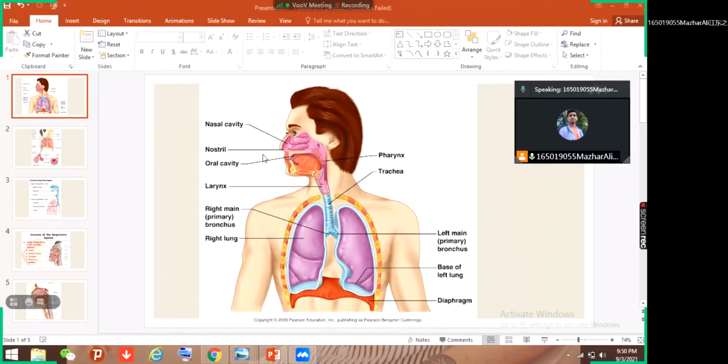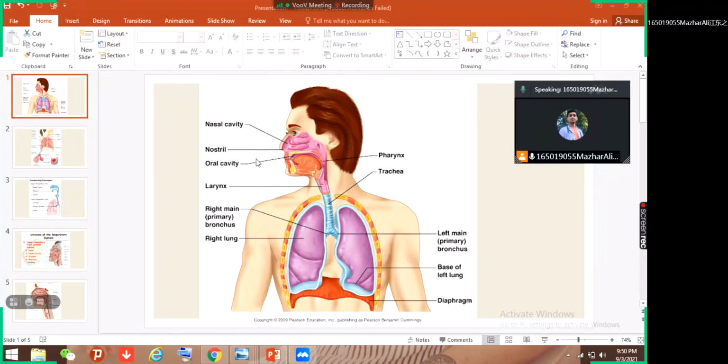The anatomy of the respiratory system includes the upper respiratory tract and the lower respiratory tract. The upper respiratory tract includes your nostril, your nasal cavity, and your nasopharynx, your oropharynx, and your laryngopharynx. So this is the nostril. The nostril is the entry point from where you inhale. When you inhale, air enters your nose through the nostril, travels back and comes down to the trachea.